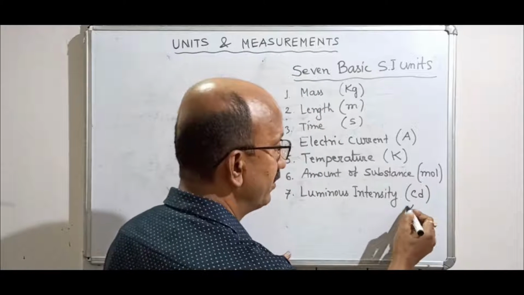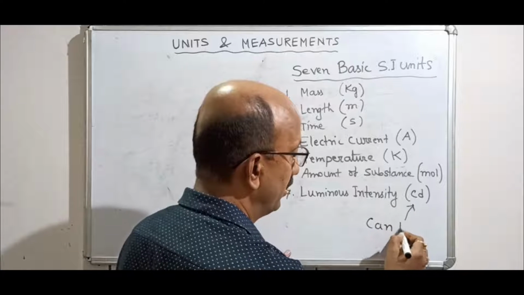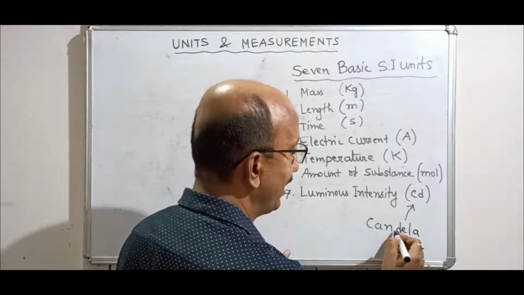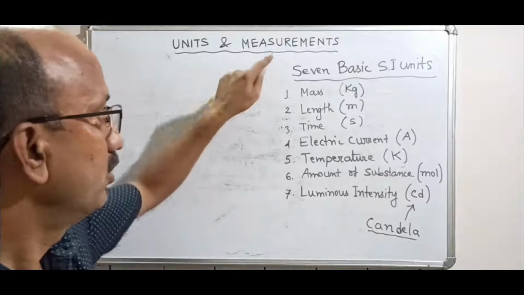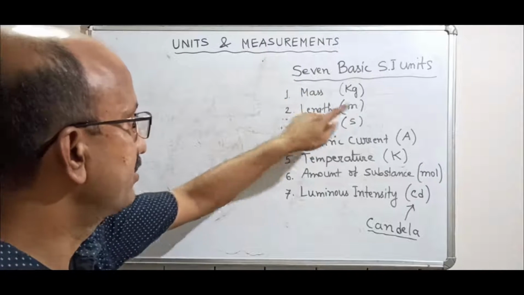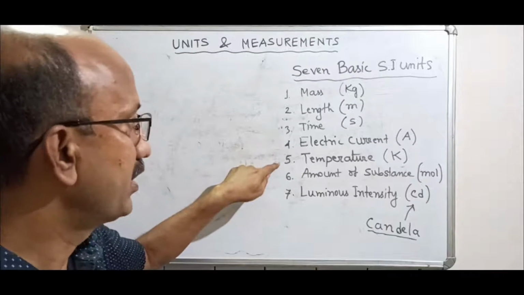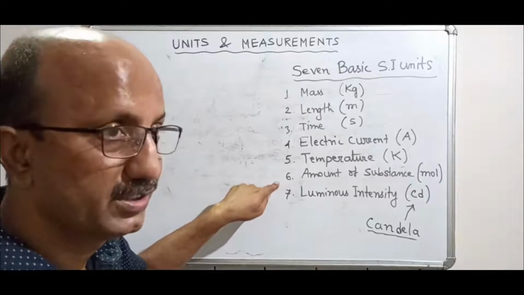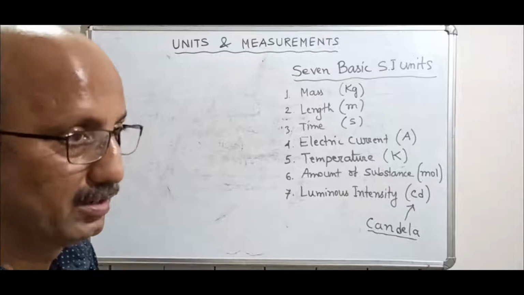Now this is a new term called candela, CD. So the 7 basic units are: mass, SI unit kg; length, measured in meter; time, measured in second; electric current in ampere; temperature in Kelvin; amount of substance, mole; and luminous intensity, candela.